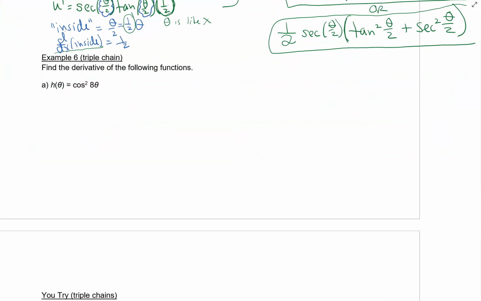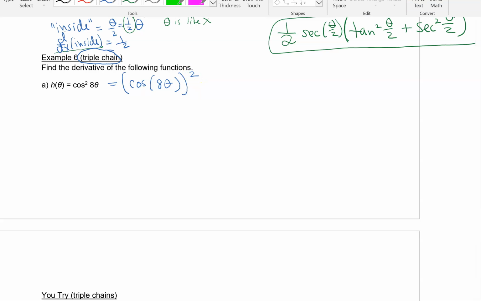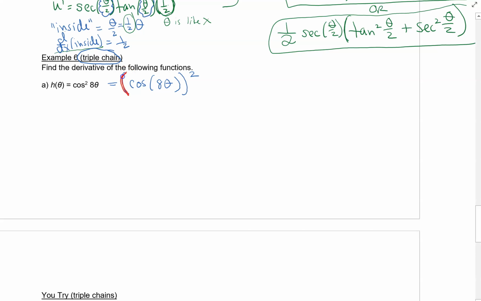So this next example and the u tries that follow are what happens when you have like a triple chain. It's where you have a function inside a function inside a function. So let me rewrite h of theta here to be cosine of 8 theta all squared. So what we have to really be good at doing is recognizing the outermost layer, which in this case is blop squared, the middle layer, which in this case is cosine of blop, and then the inside, which in this case is 8 theta.